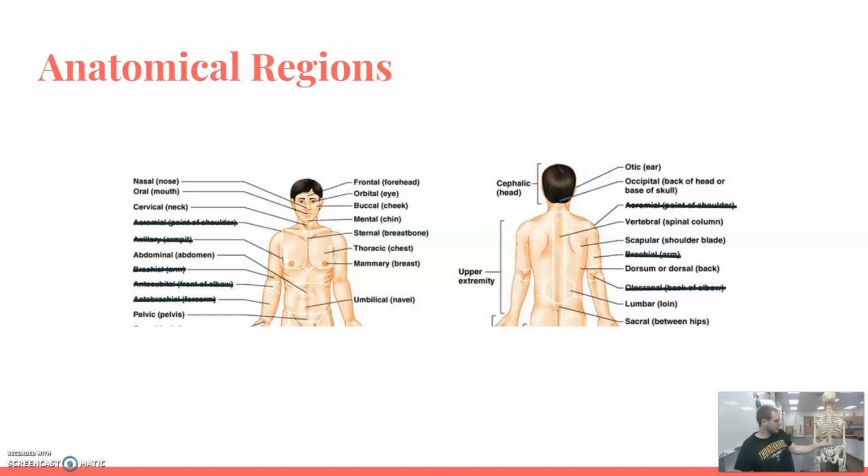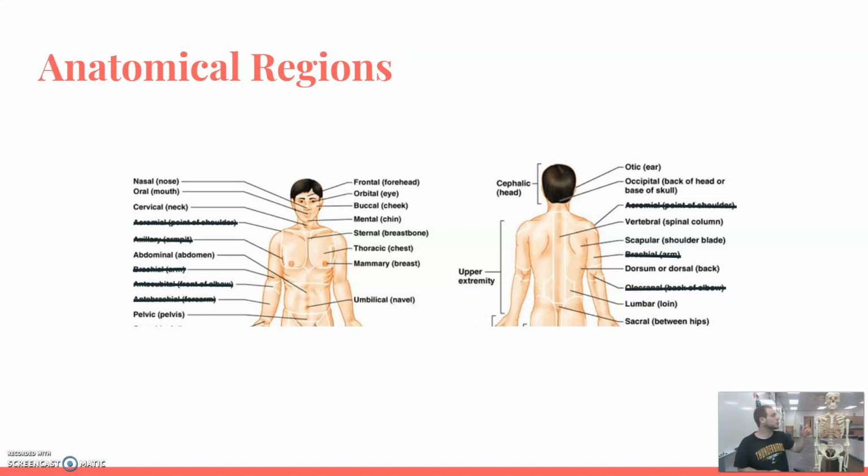Staying with the head region here, flip Bart back around, we have the frontal region. This is going to refer to the forehead. And you do want to remember that this is the frontal region because the muscle and the bone and the lobe of the brain that are located here are all based on this being the frontal region. So the frontal region is the forehead.